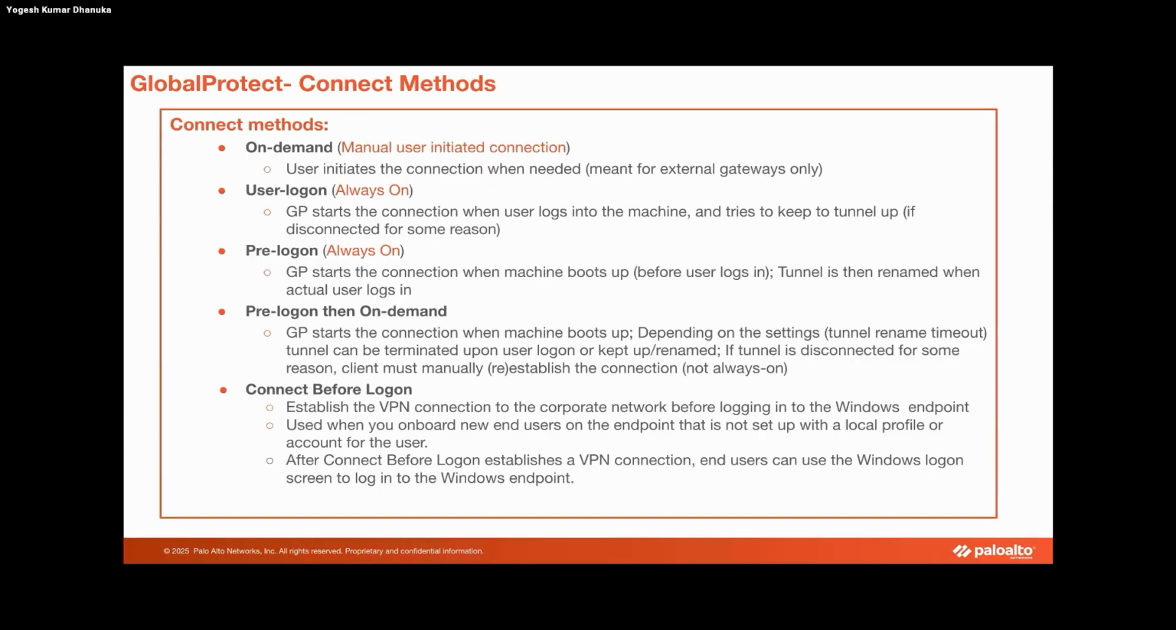Similarly, the connect before logon feature is an option where the GP client will connect to the Prisma Access, but it has a user intervention. Once the user tries to log into the machine, they will see a prompt where they need to enter their username and password, and there will be a GP-based logon screen where the user will enter the username and password for the connection.